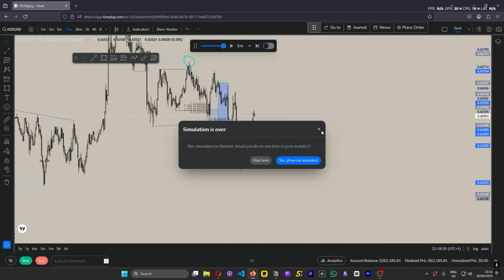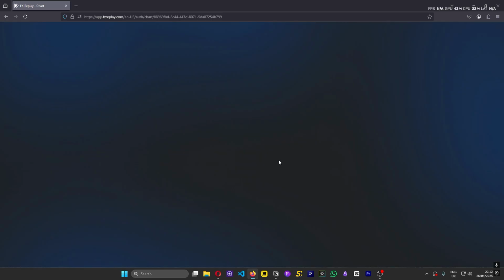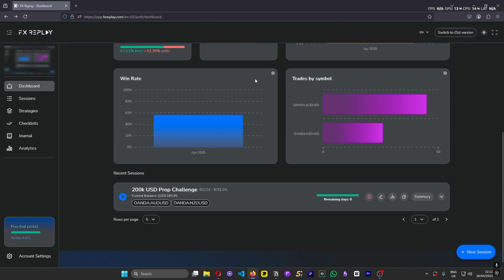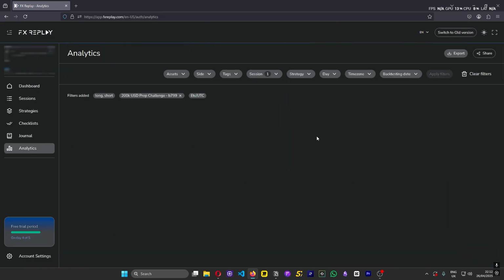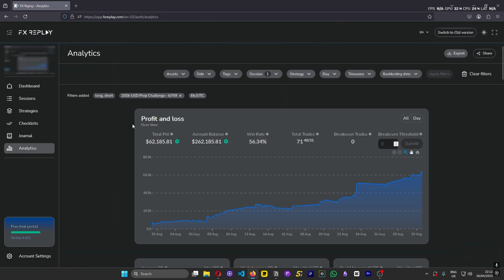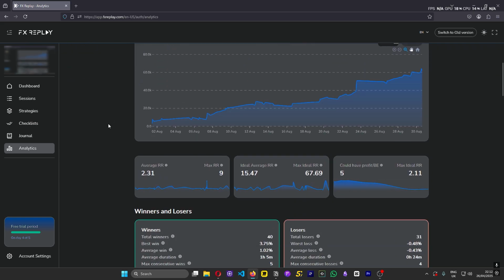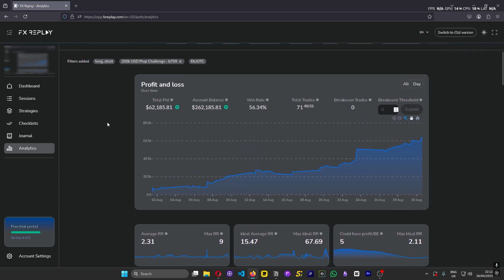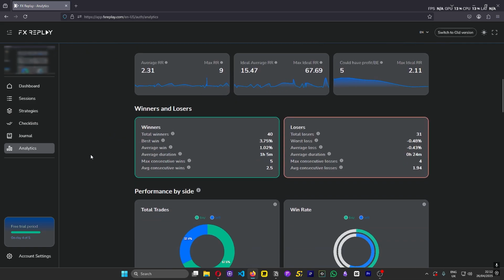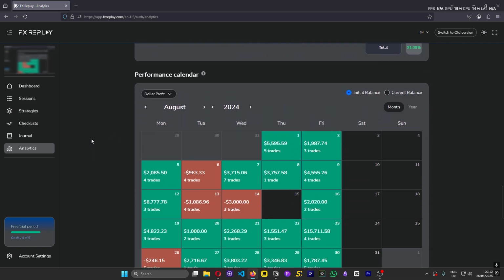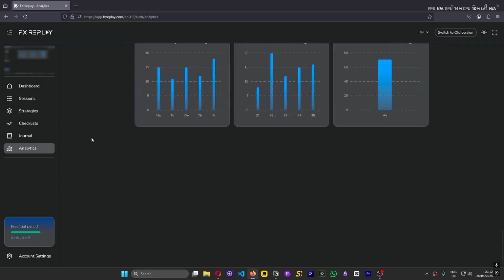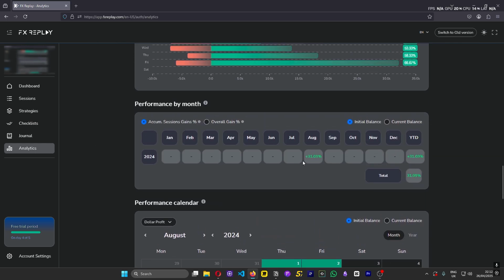Finished. We ended up with 62,000 in profit. Wow. Show me that analytics. I'm done. I'm finna sleep, bruh. All right, we ended up with a 56% win rate with a percentage return of 30. I think it's 31%. Let's see, where is it? 31%.